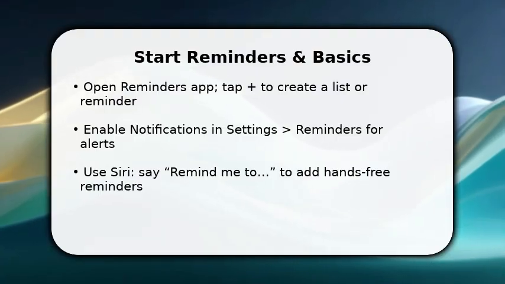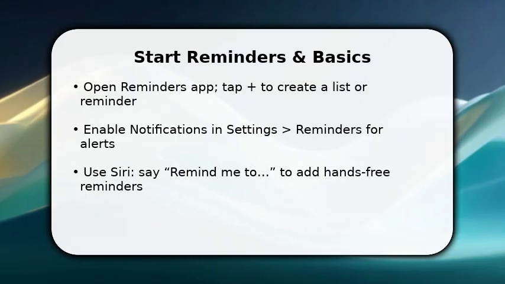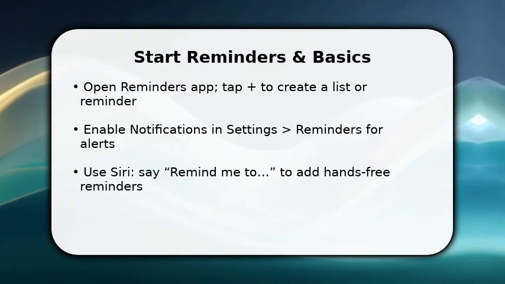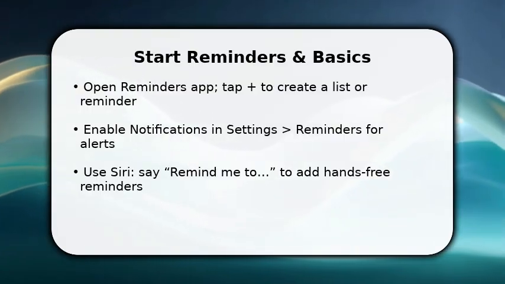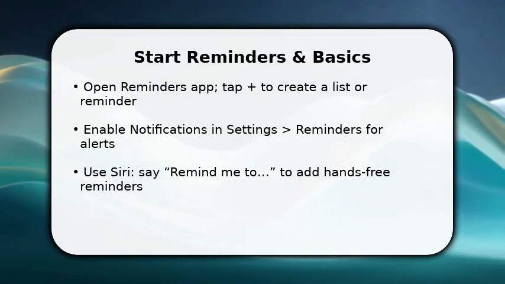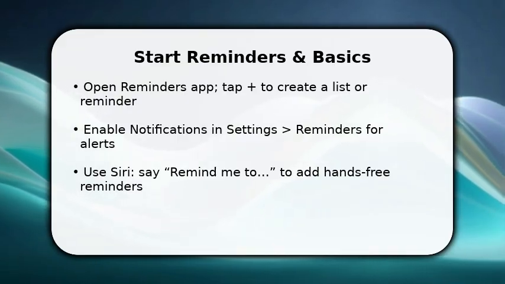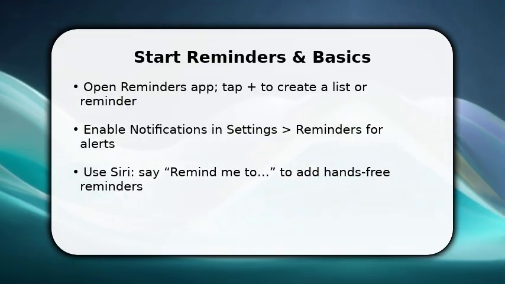You begin by opening the Reminders app and creating a list. This organizes tasks by context. Tap the plus button to add a reminder and type the core action. Once done, set a due date so the system knows when to notify you. Choose time or date. You should enable notifications in Settings Reminders so alerts appear.